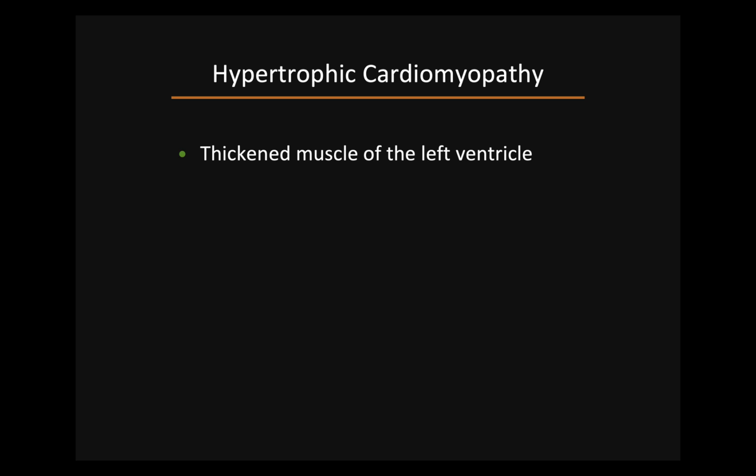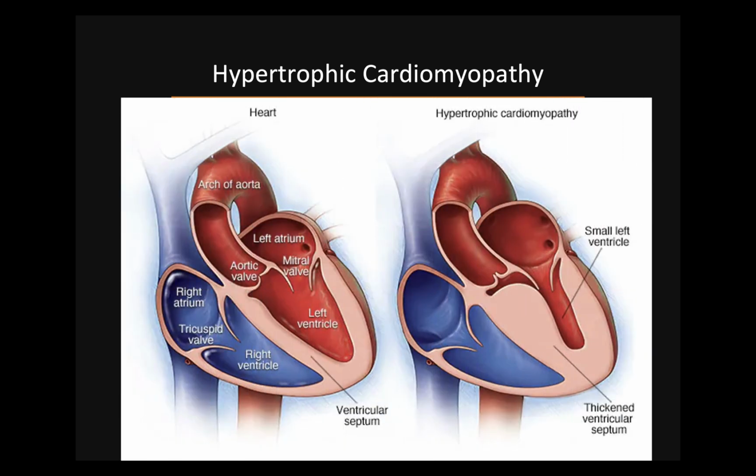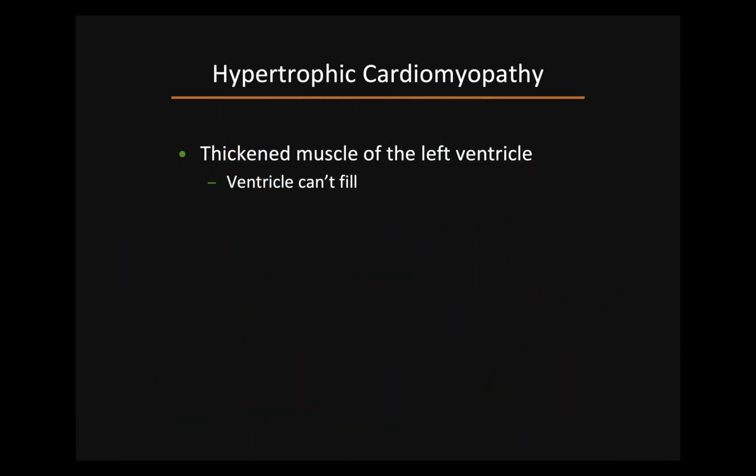The next one is hypertrophic cardiomyopathy, and this is where the muscle of the left ventricle thickens so that the left ventricular space is very small and the ventricle can't fill with blood appropriately. So you can see a normal size ventricle, normal septum here, but notice the thickening of the septum, and you can see how small the space is here. So much less blood can fill up in that left ventricle.